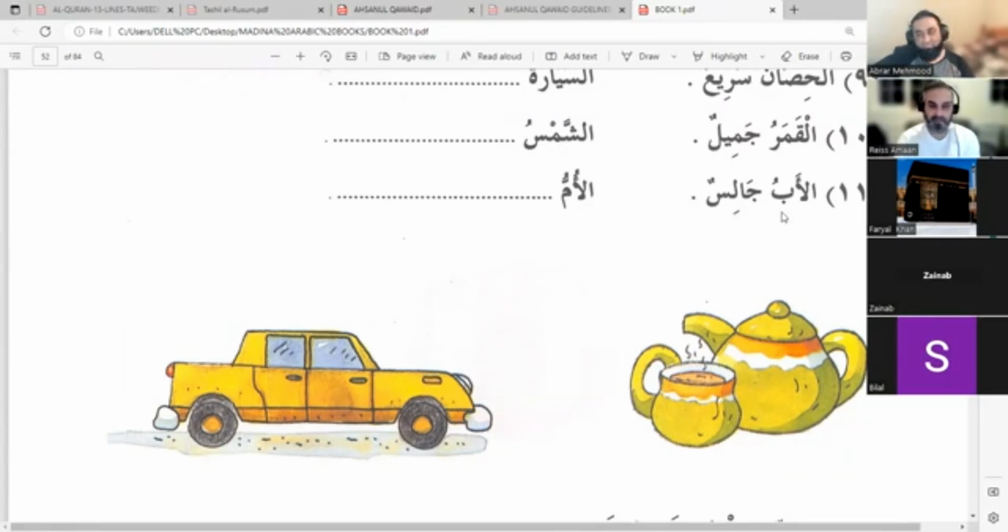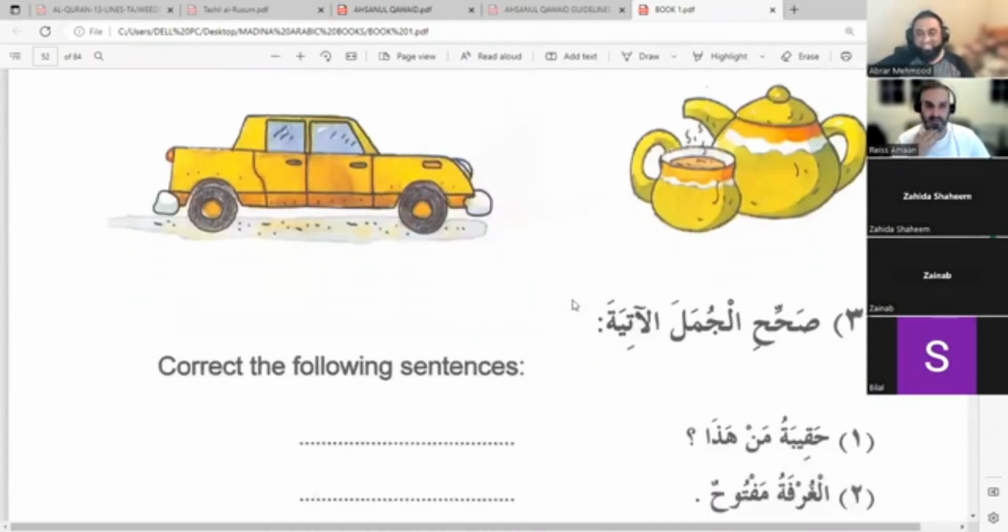Alhamdulillah, very good. Okay, go back to Sister Zaida. Can you finish this page off, please? Al-Abbu Jalisun, Al-Ummu Jalisatun. Translation: the father is sitting, the mother is sitting, or sits. Mother's sitting. I think sitting makes more sense. Sitting is okay. Yeah. Alhamdulillah. Very good.